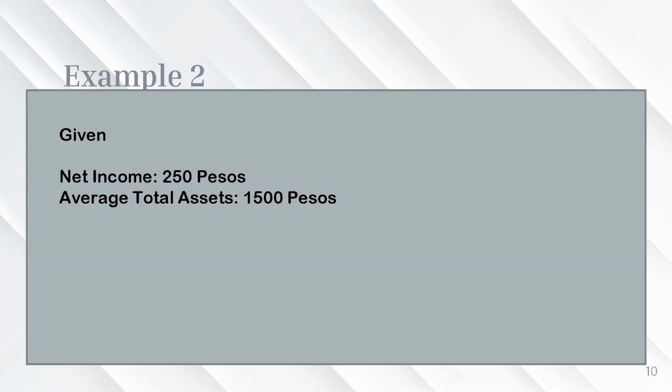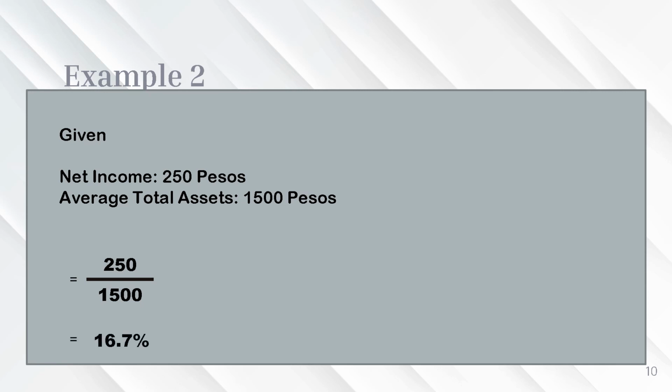The given is, since he has a 250 net income per year, rather, we should put 250 per month. And then the average total assets, or the total assets that Sam invested, is 1,500 pesos. Since the formula is net income divided by average total assets, it should look like this: 250 over 1,500, or 250 divided by 1,500.